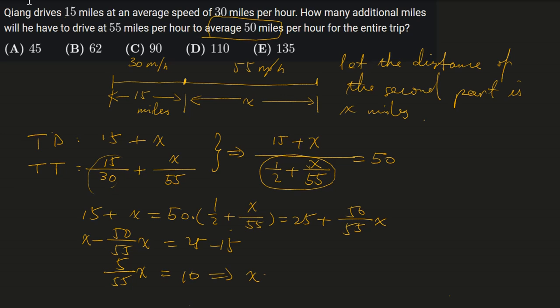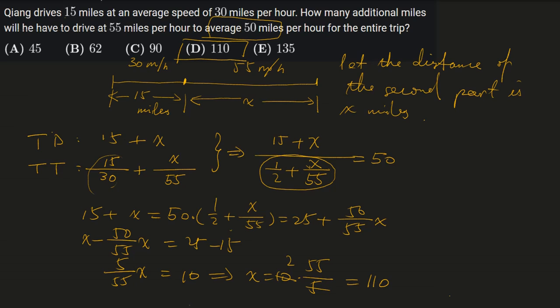That implies x equals 10 times 55 over 5. Let's cancel the 5 with 10. We get a 2. 2 times 55, that's 110. Therefore, our answer is D, 110 additional miles.